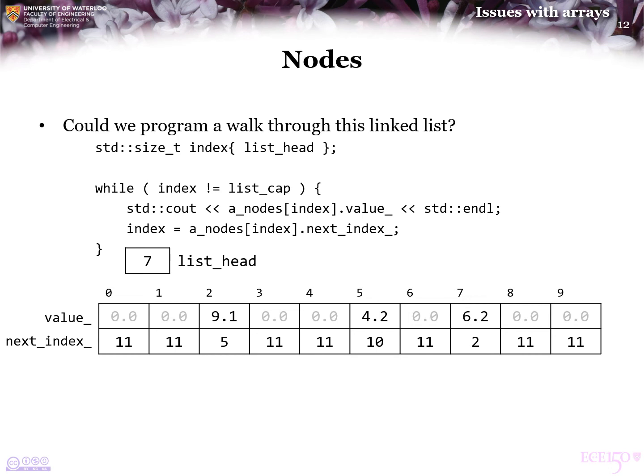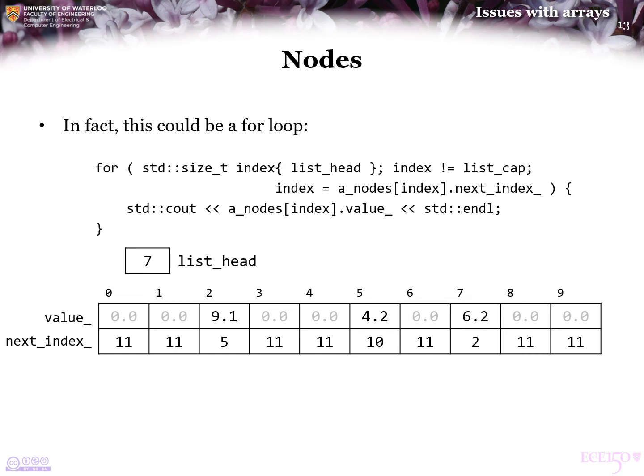Now, interestingly enough, in fact, we could implement this as a for loop. Here we have a for loop. Index is the loop variable and it's initialized with list head. While index is not equal to list cap, we will execute the body of the loop, which prints the value at the current index. At the end of the execution of each loop body, we update index by setting index to be equal to the current node's next index member variable.